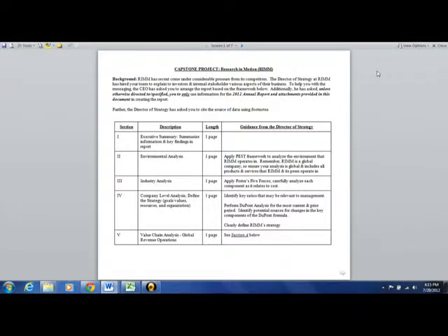Hello class, I just want to take a moment to discuss the Capstone project. So the subject company for this period is going to be RIM, Research in Motion. For those of you who don't know what RIM is, they're the makers of BlackBerry and they're based in Canada.